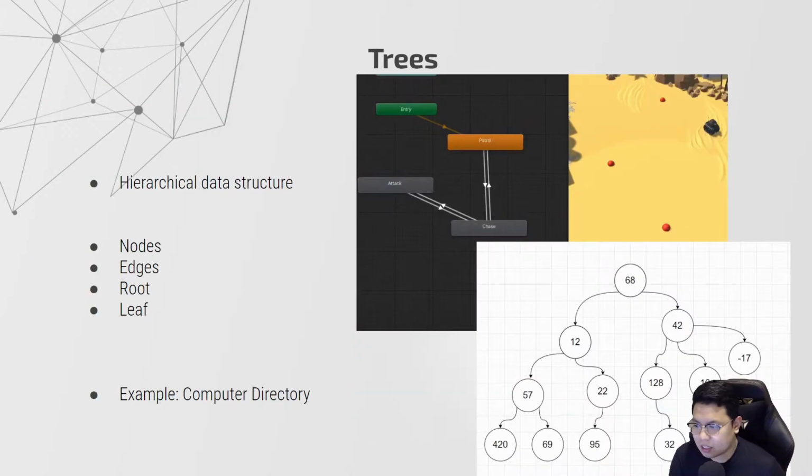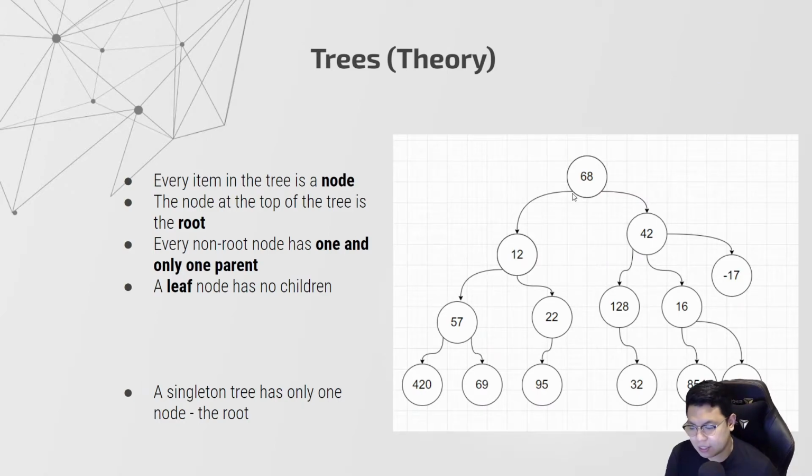A tree is a hierarchical data structure which is composed of nodes, edges, root, and leaf. A perfect example of a usage of a tree is your computer drive. You have a root directory, which is your drive, and in that directory, you may have a couple of subfolders, which also contain a deeper level of subfolders beneath it. Let's look at the parts of the tree.